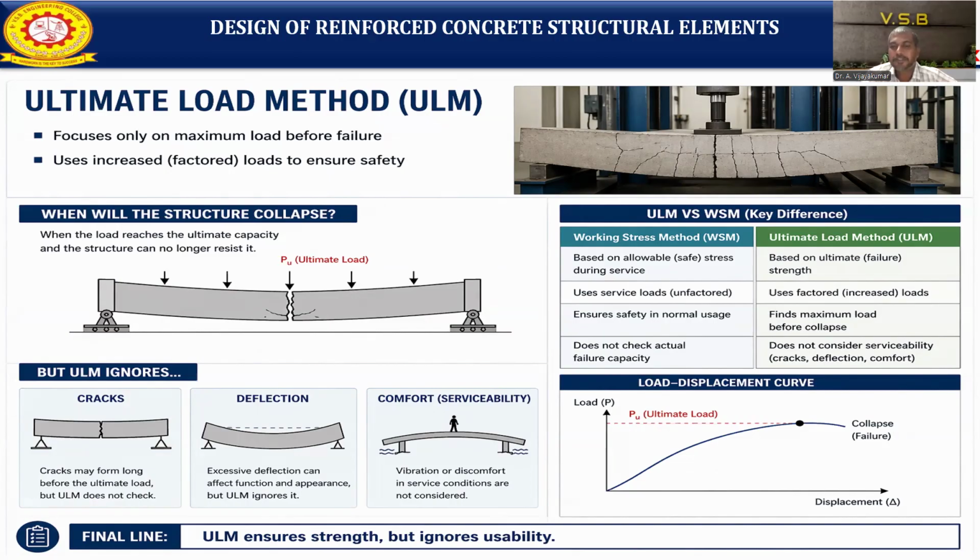After generation, the first one is the working stress method, then the ultimate load method. The ultimate load method focuses only on the maximum load before failure. When you start to apply load and go up to the maximum, before that point of load we can get an indication of the structure's behavior. Then we add a load factor to ensure safety.